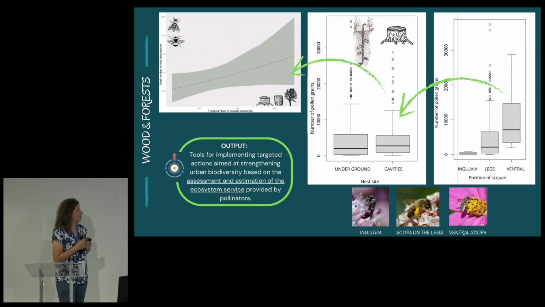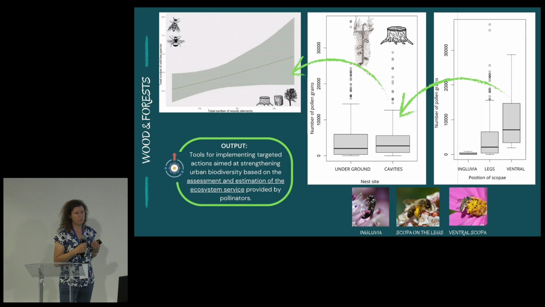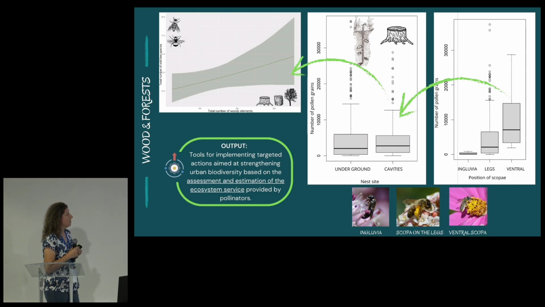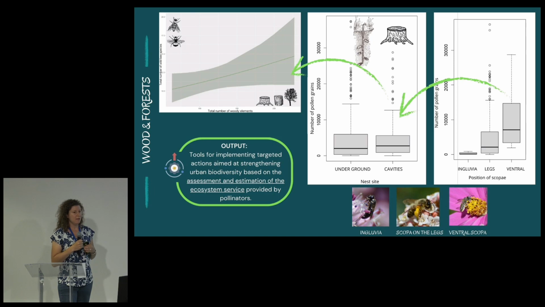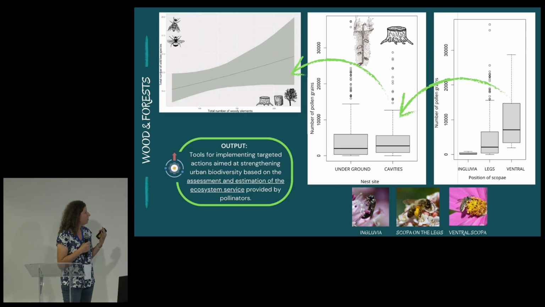We also analyzed the relationship between the pollinators and the forest in urban areas, because some bees nest in wood, in dead wood, but also in the forest. We see that with an increase in the number of logs, wood, and some elements of the forest, we also have an increase of pollinators. When we analyze the pollen grains, to support the pollination ecosystem service, we see that the bees with a ventral scopa, so they collect pollen with the ventral part of the body, collect more pollen than the other ones, and these bees are also the bees that nest in wood, in cavities. So it's fundamental to preserve our forests in the cities.